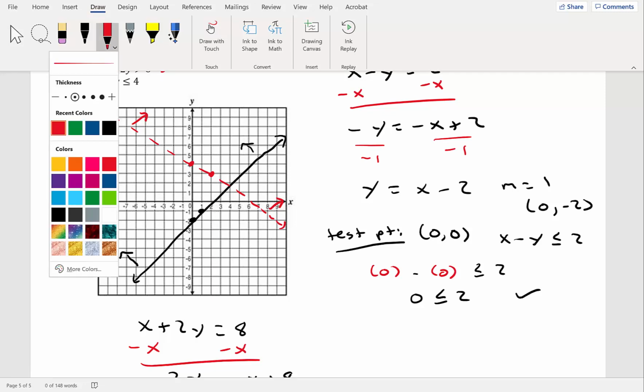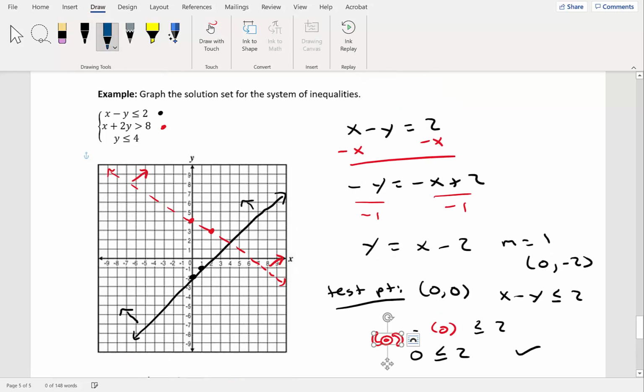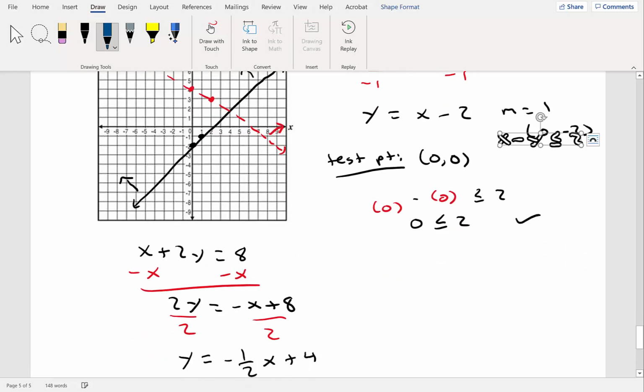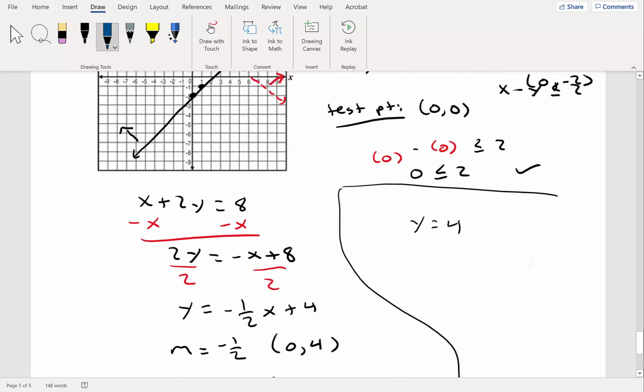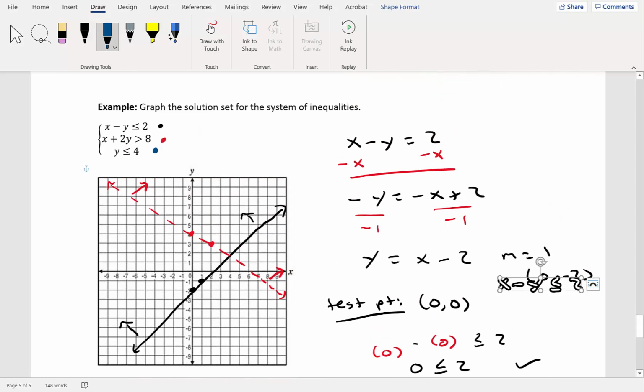And now we have one more inequality here. We have this last one where y is less than or equal to 4. So let's change it to an equal sign first. Let me just separate all these. Okay, so I have y is equal to 4. We don't have any x's in this equation, which is telling us that we have a horizontal line. So you're going to go to where y is equal to 4, and you're going to draw a horizontal line through that point. Since we have the less than or equal to symbol, this is going to be a solid line.